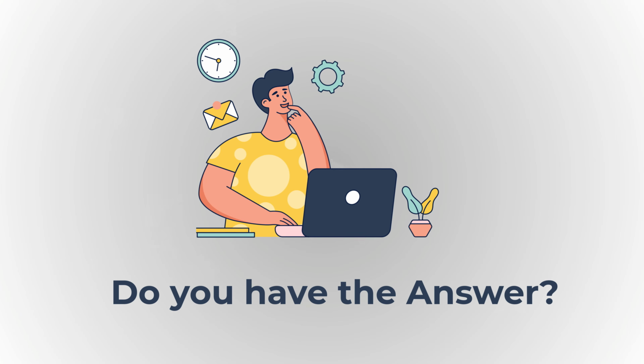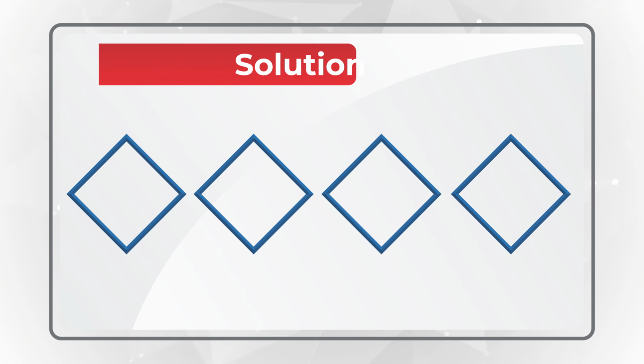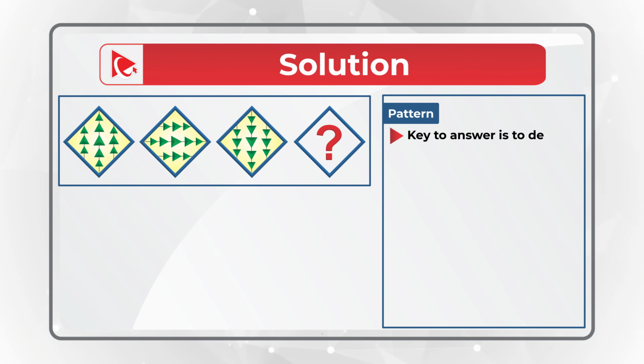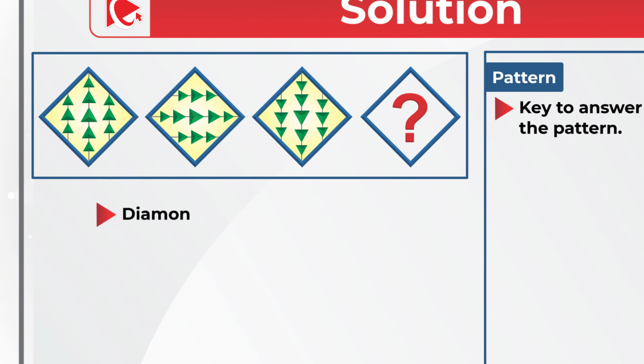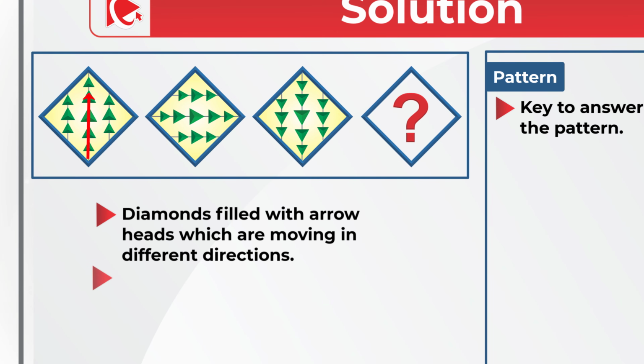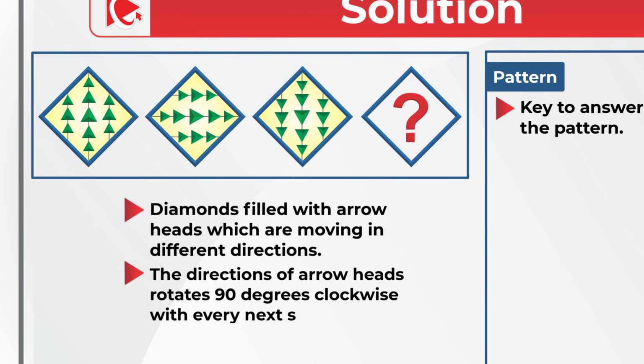Let me move forward and share with you my version of the solution. And obviously, if you have a better way to solve it, please make sure to post in comments. As with a lot of other questions, the key to answer this question is to detect the pattern. If you look closely, you will see that diamonds filled with the arrowheads, triangles, which are moving in a different direction. The direction of the arrowheads rotates 90 degrees clockwise with every next shape in the pattern.